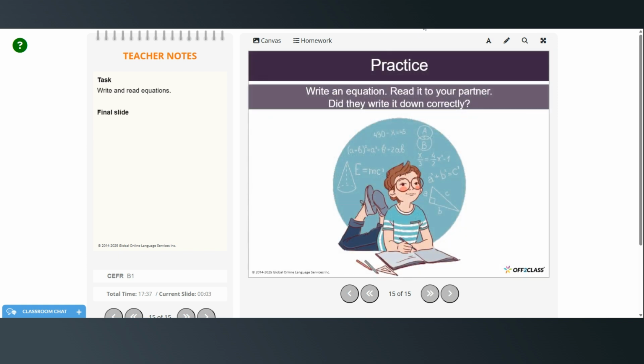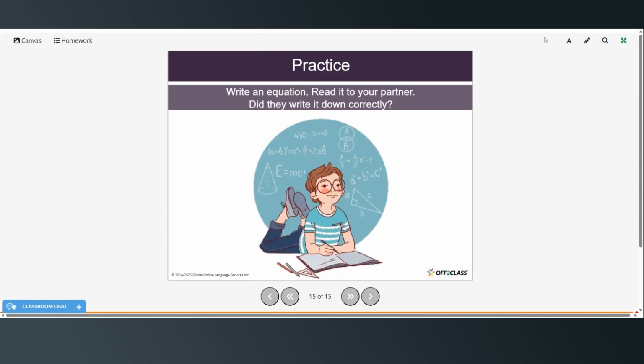Right, so you can practice writing down some equations of your own using the definitions and terms that we learned in the video today. That brings us to the end of today's video.